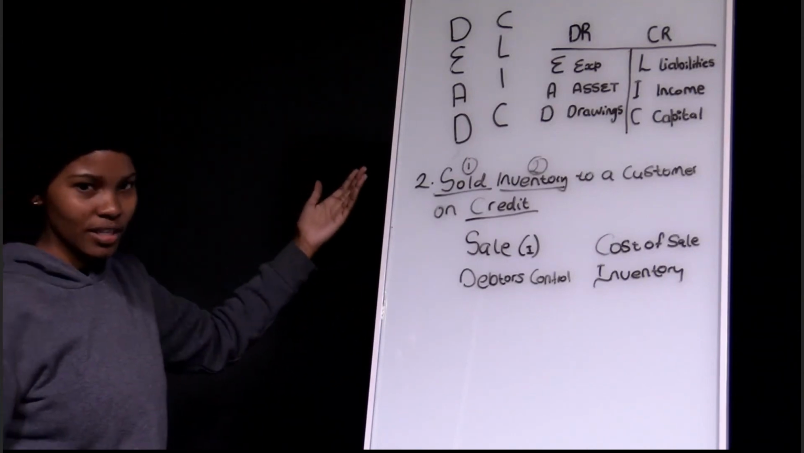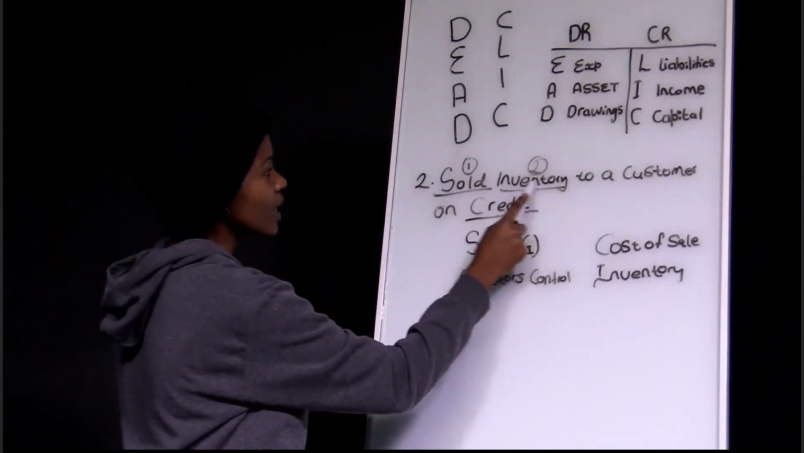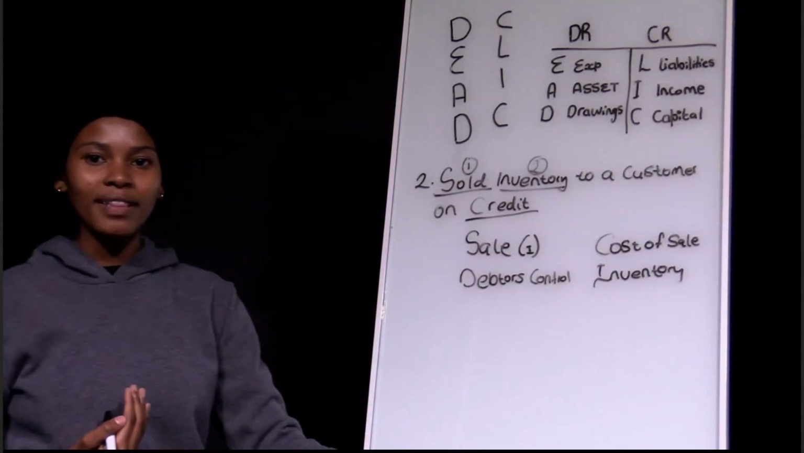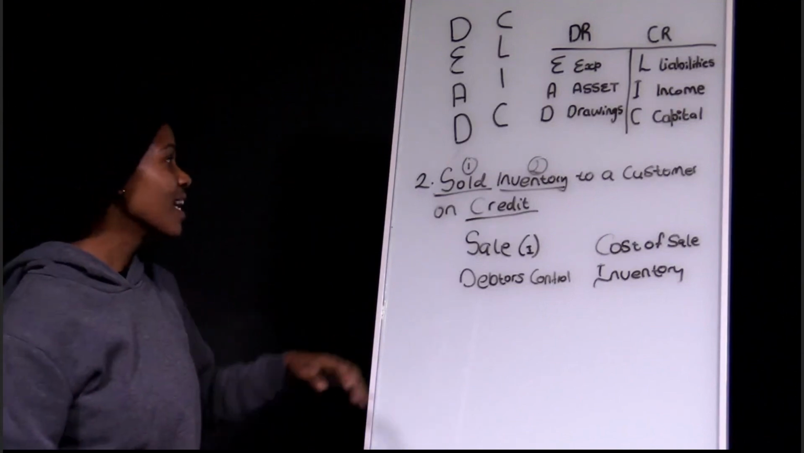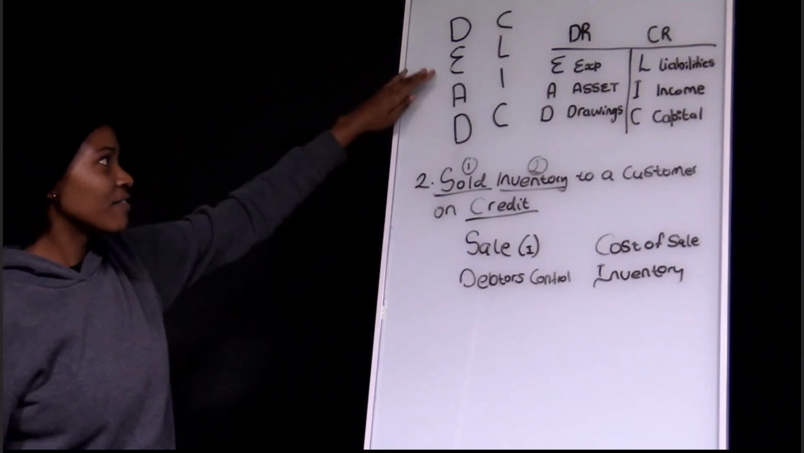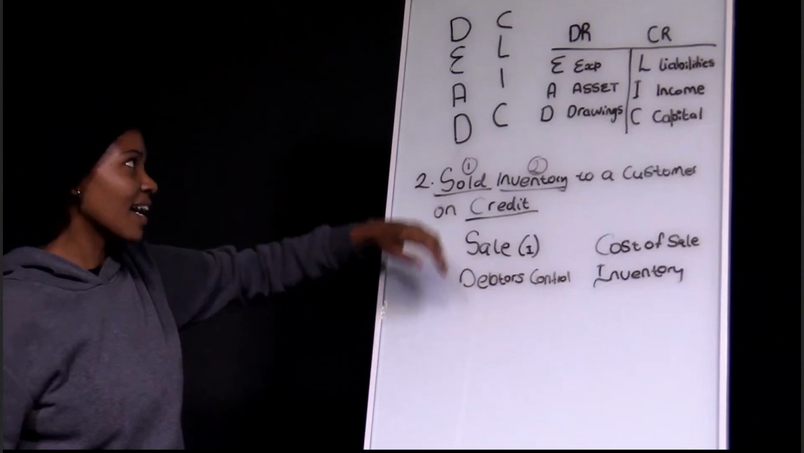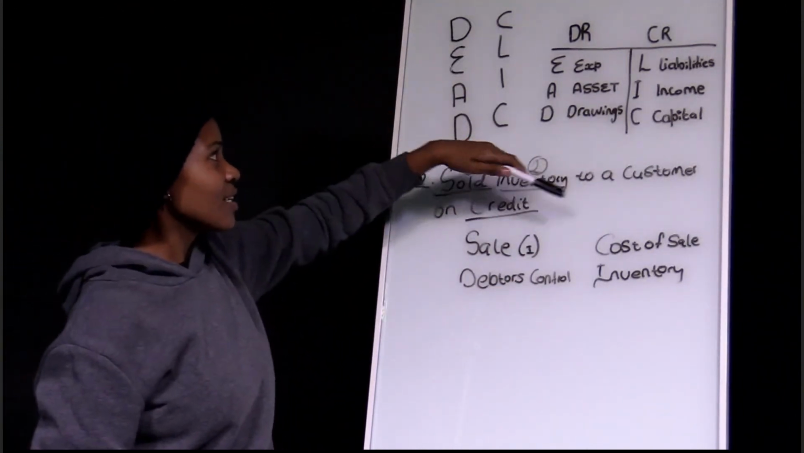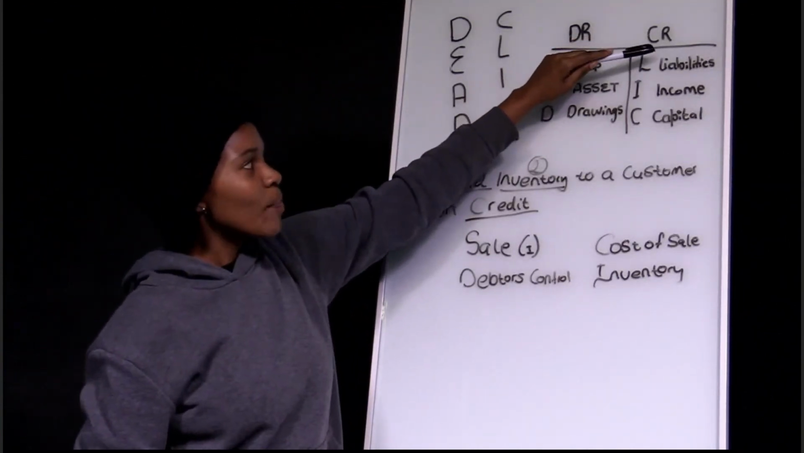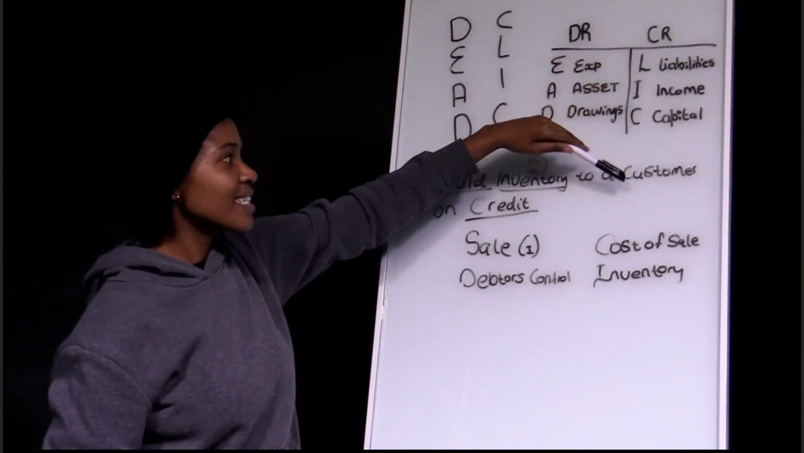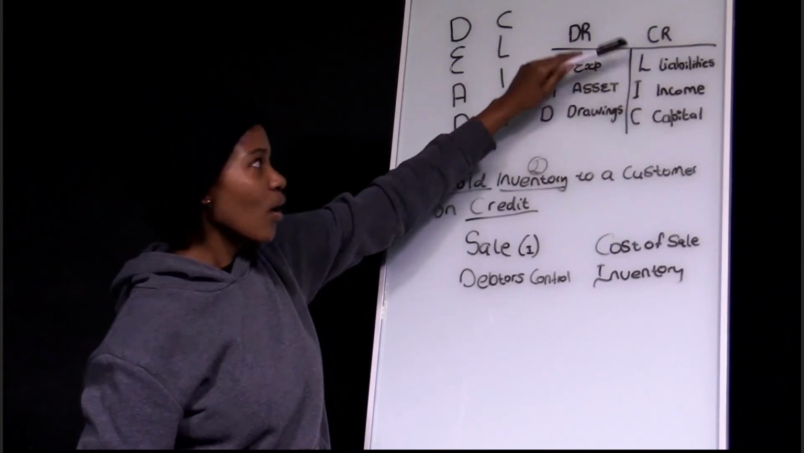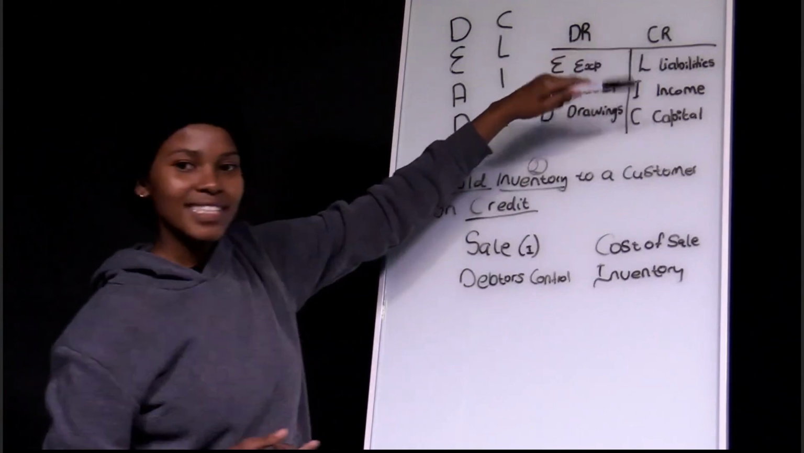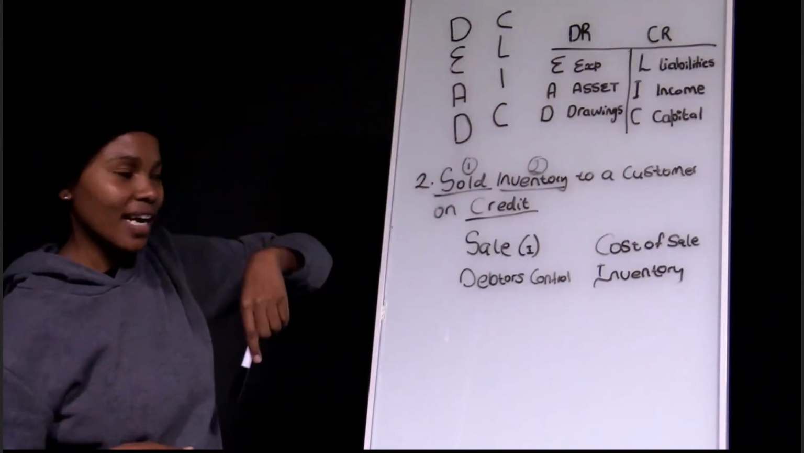Let us read the transaction. It says that you sold inventory. Obviously, when you're selling, you're going to receive income, meaning that your income is increasing. Let us look at our abbreviations here. We have DEAD and we have CLIC. Where do you see I? I is here under CLIC. CLIC is telling you that on the credit side, your liabilities increase, your income increases, and your capital increases. So if they increase on the credit side, then they decrease on the debit side.